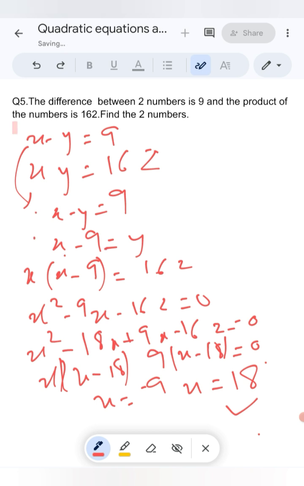That was your x minus 9 is equal to y. x minus 9 is equal to y, which makes 18 minus 9 is equal to y. 18 minus 9 is what? 9 is equal to y, right? So you get your answer 9 and 18. Fine. So take the positive number and then substitute it out.